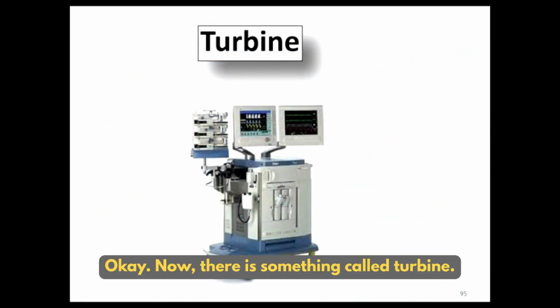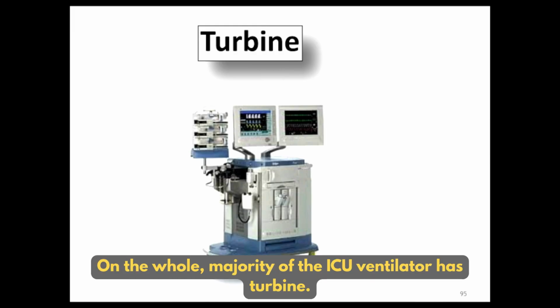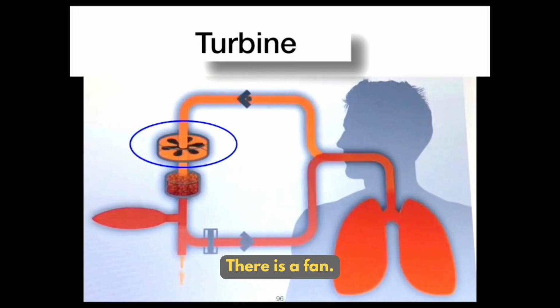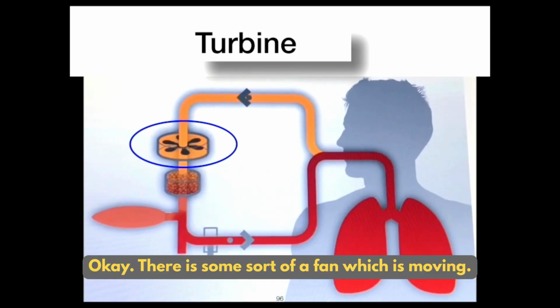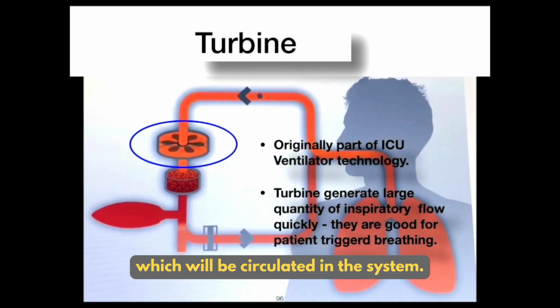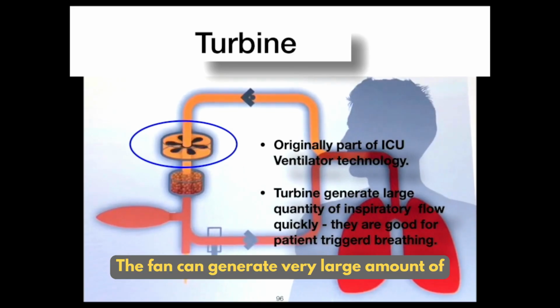Now there is something called a turbine. Turbine is part of the ICU ventilator. On the whole, the majority of ICU ventilators have a turbine. What is there in a turbine? There is a fan, some sort of a fan which is moving, and the fan generates the flow which will be circulated in the system. The fan can generate a very large amount of flow.